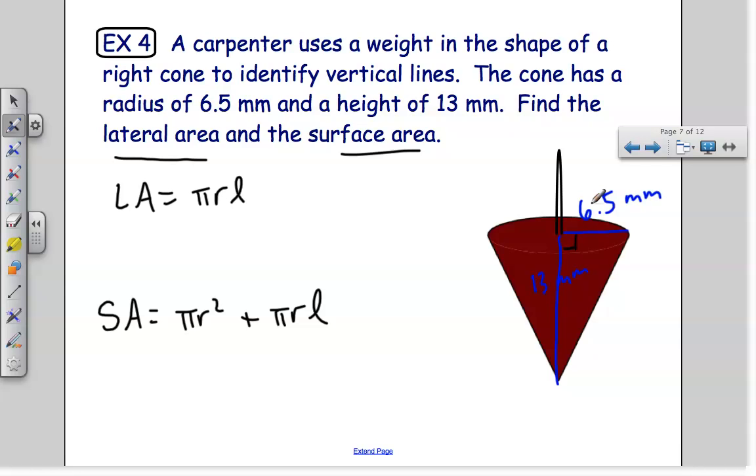Today, surface area of pyramids and cones. We got a formula for cones, but for pyramids, remember, you just find the area of the base, whatever shape it is, and add the area of those triangles. Those are the lateral faces. Make sure you have the slant height for the actual height of those triangles.